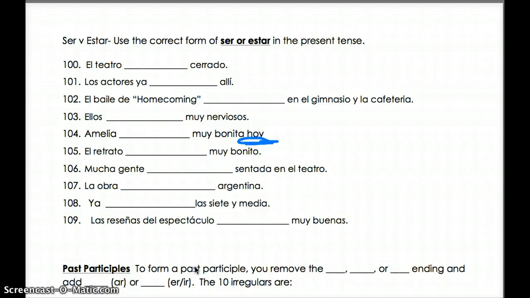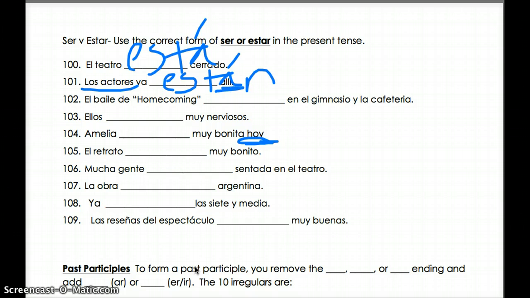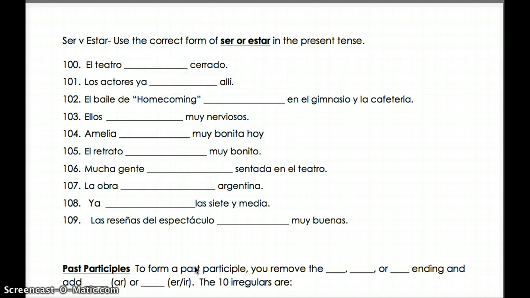So, el teatro está cerrado. This theater is closed. The actors are already there. So están, again, allí is a directional word, so I can remember that it would be estar with direction. The homecoming dance is in the gymnasium and the cafeteria. They are nervous.